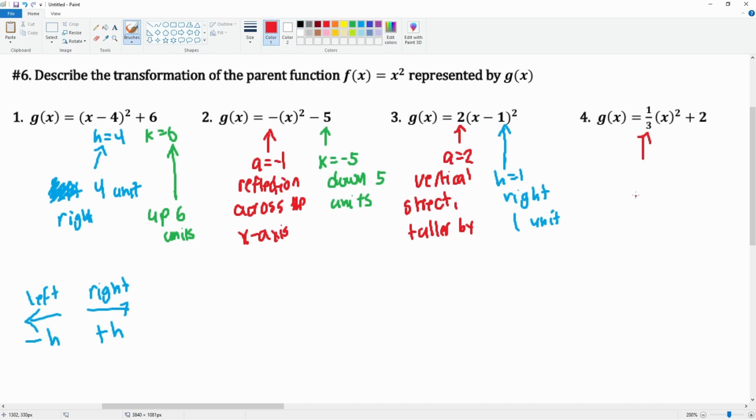Okay, here you have a equals 1/3. This looks like it is a vertical compression of 1/3. And then it looks like this is a k of 2. This means it is up 2 units. There you go. Make sure you label the letters. Then from there, it gives you a description of the transformation.